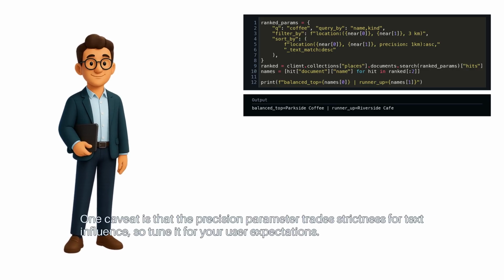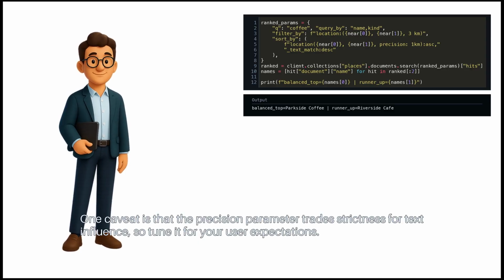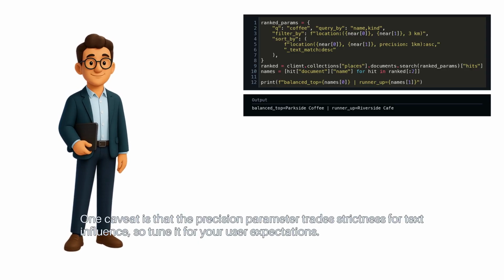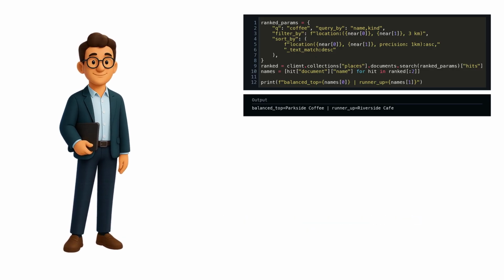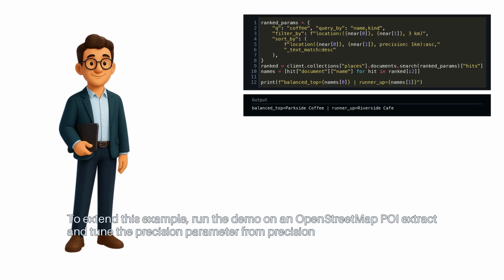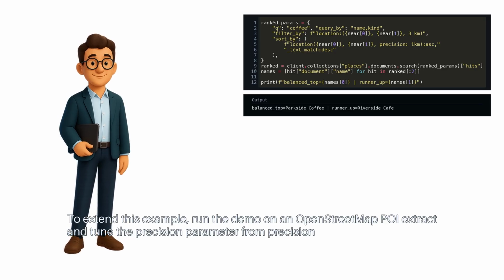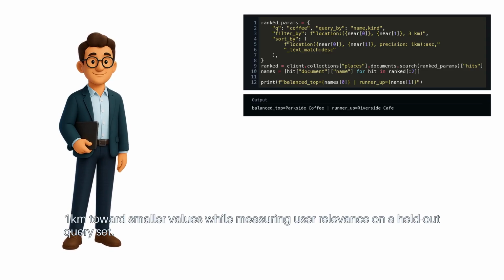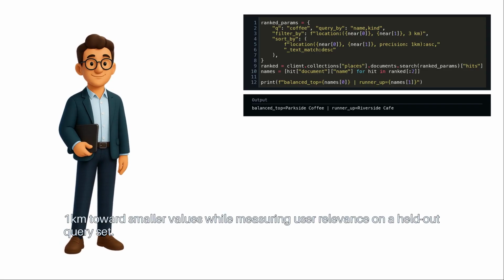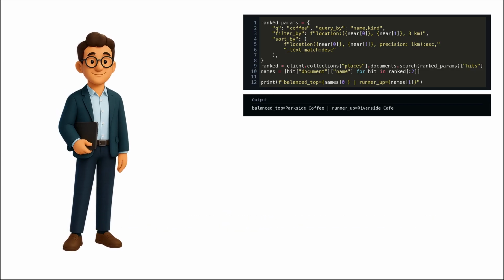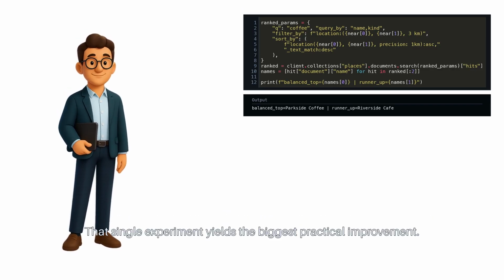One caveat is that the precision parameter trades strictness for text influence, so tune it for your user expectations. To extend this example, run the demo on an OpenStreetMap POI extract and tune the precision parameter from precision 1 kilometer towards smaller values while measuring user relevance on a held-out query set. That single experiment yields the biggest practical improvement.